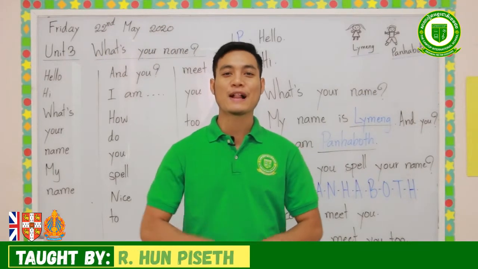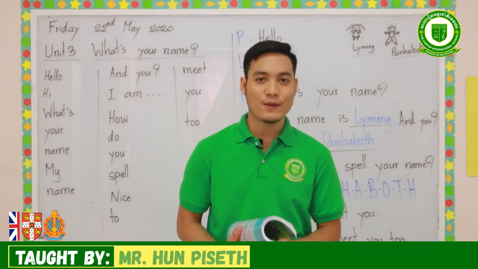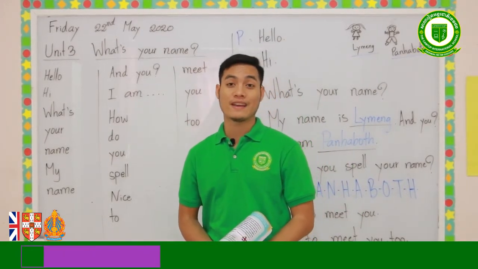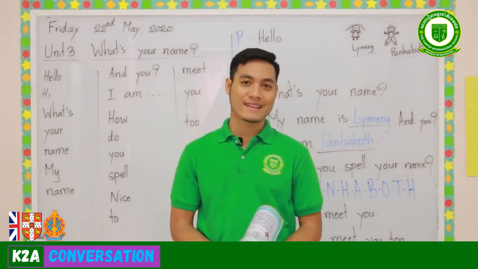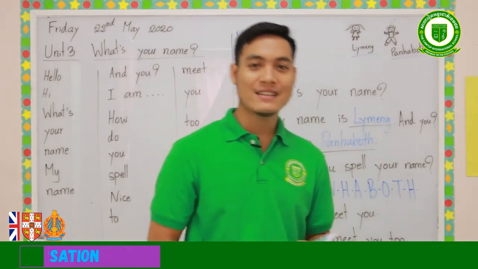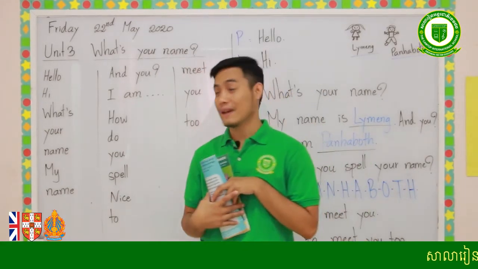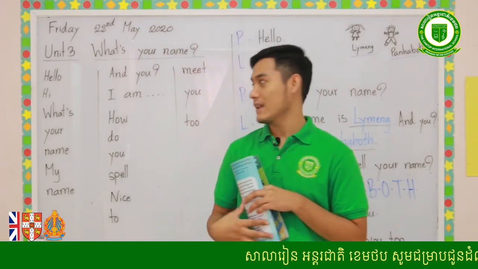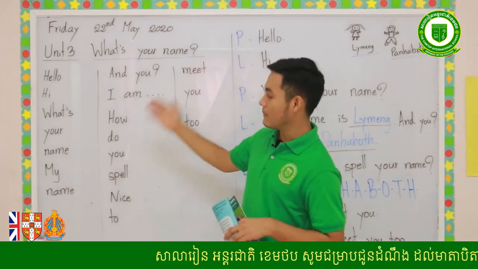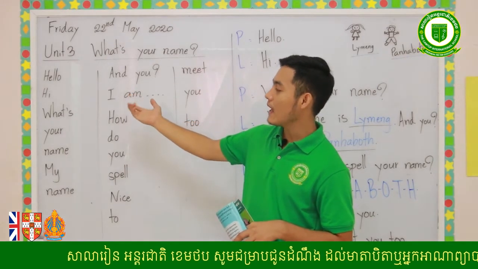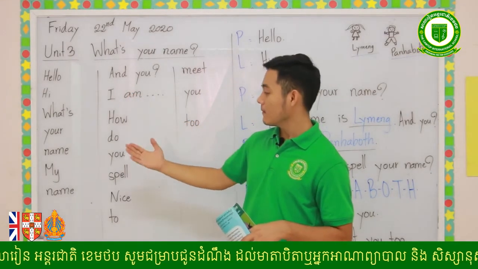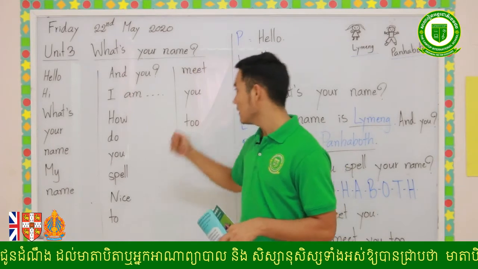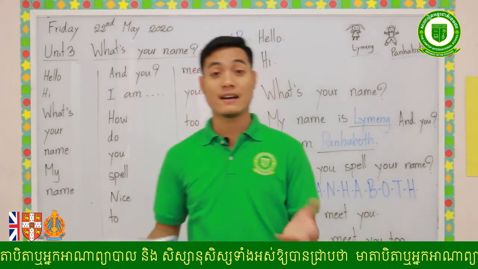Hi there, so welcome to the last part of the lesson. So let's go to the summary together before we do our homework, okay? So you have learned a lot about Unit 3, about what's your name. You have already learned many keywords like hello, hi, what's your name? My name is, and you? I am, how do you spell, nice to meet you. You have learned a lot, okay?